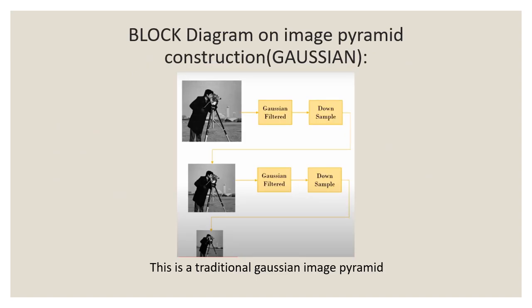Now let us look at the block diagram of a Gaussian pyramid. First we take an image with some resolution. We pass it through a Gaussian filter and then perform downsampling by 2, so its size and resolution are decreased by a factor of 2. By repeating the process for several steps, we can decrease the resolution and size and perform image compression. This is known as the traditional Gaussian image pyramid.